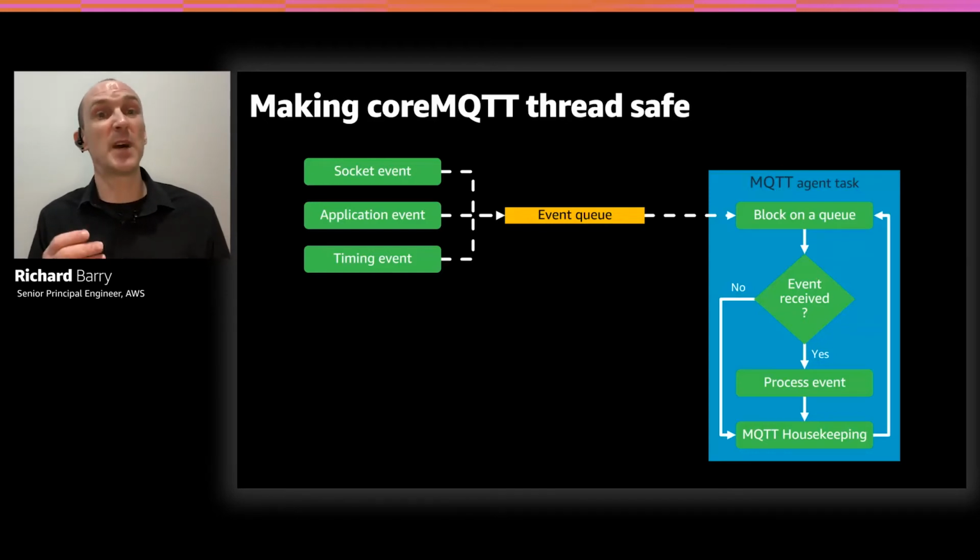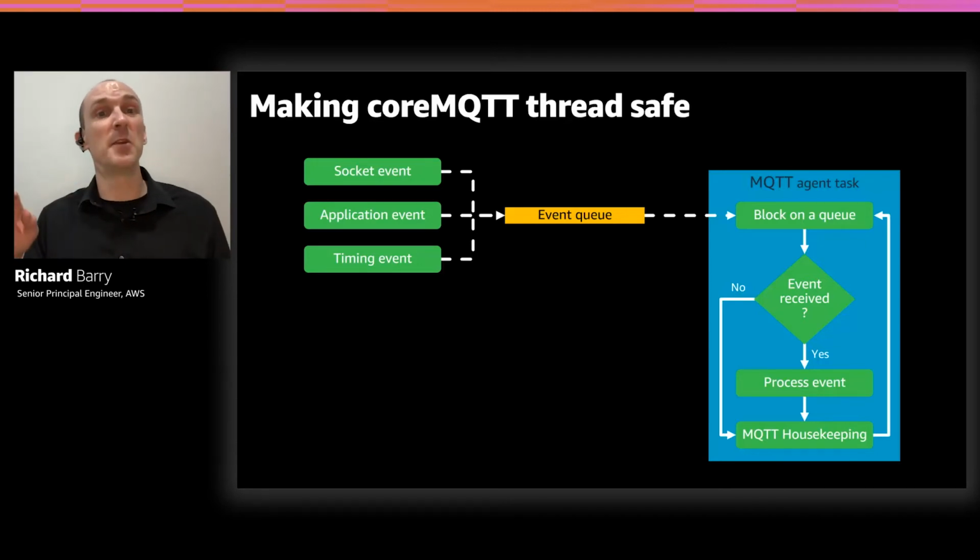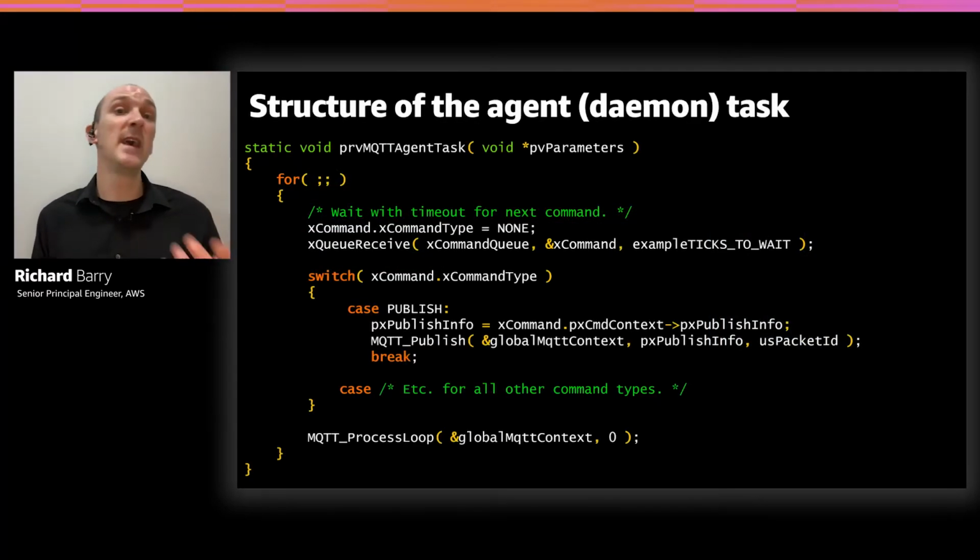Now, if the application writer wants to send a publish message, they don't call the MQTT API directly, but instead that published data is packaged up, sent in the queue, and then it is received and interpreted by the agent thread, as is shown here. So this is, again, a massively oversimplified structure of what these agents look like.